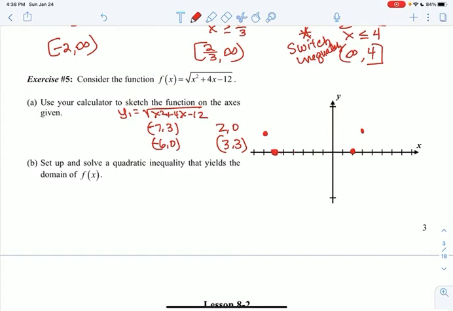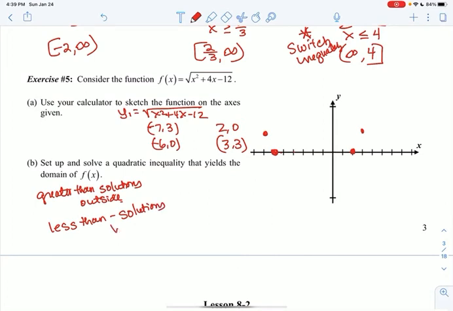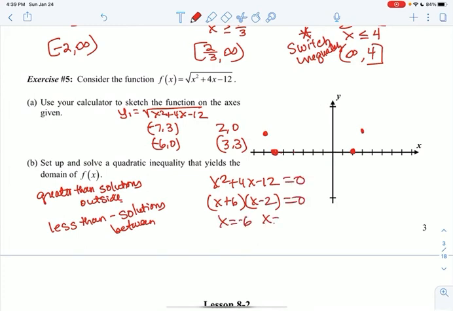I can hit the graph button, but I also know a little bit about quadratic inequalities already. Remember, when it is greater than, the solutions are outside. When it's less than, the solutions are between. So if I was to take x squared plus 4x minus 12 and factor it, I got x plus 6, x minus 2. So x equals negative 6, x equals 2.